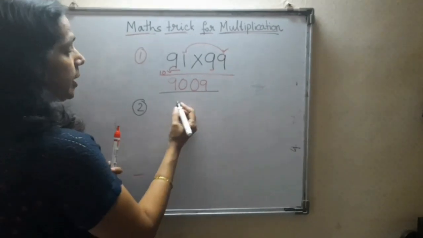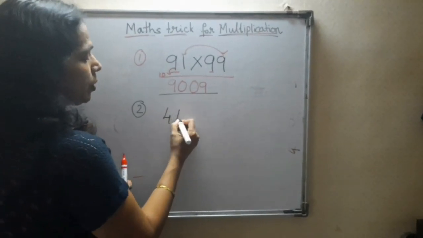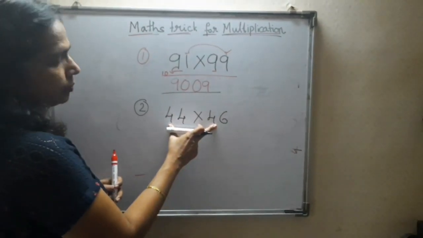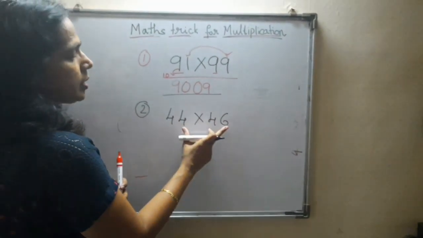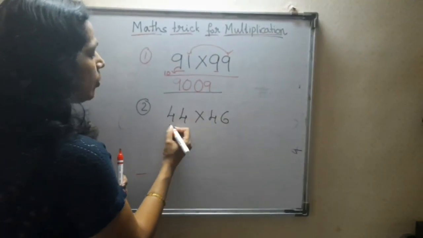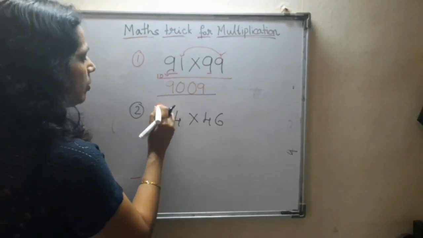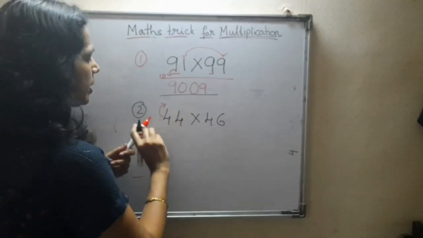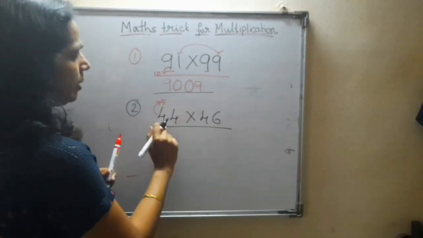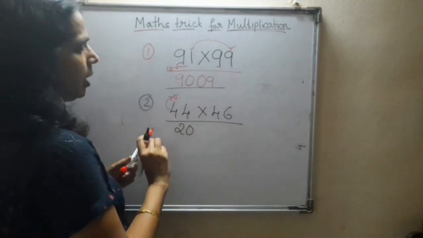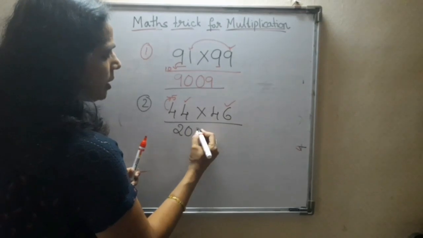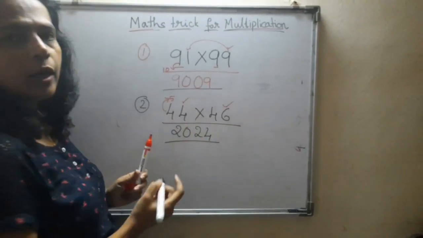Now the second example. Let us take 44 multiplied by 46. 4 is common, so the tens place is common. And see the unit place: 6 plus 4 or 4 plus 6 is 10. So I can use my trick. First, the next number after 4 is 5. So 4 fives are 20. And then I will see the unit place 6 and 4. 4 multiplied by 6 is 24. So I got the answer.